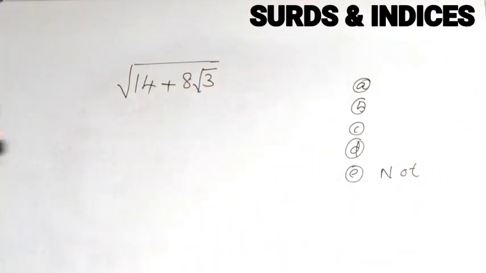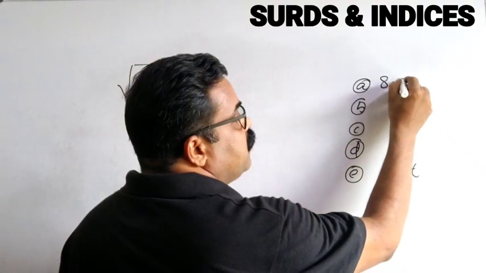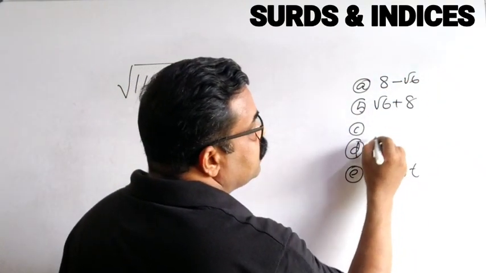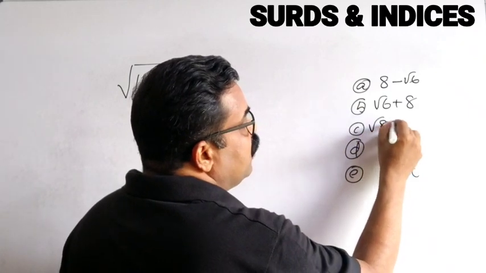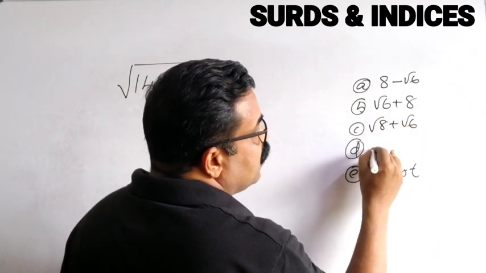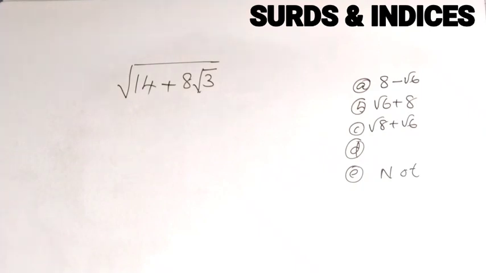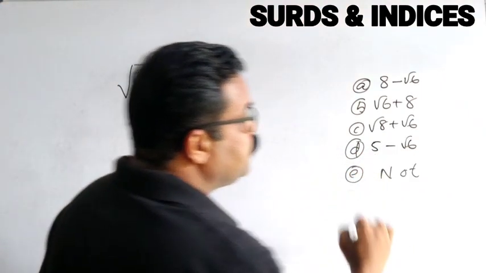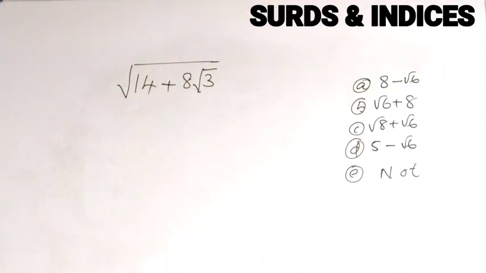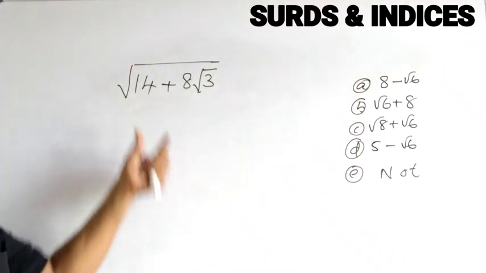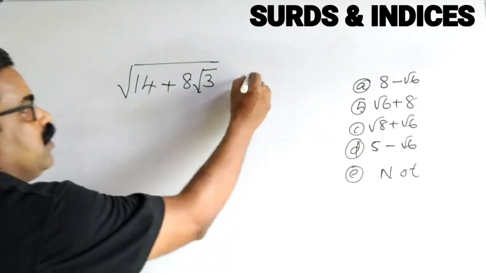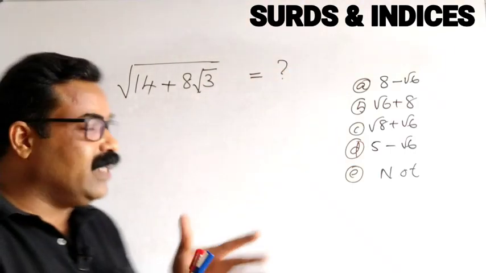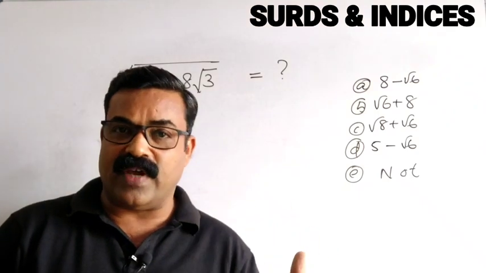Options are 8 minus root 6, root 6 plus 8, root 8 plus root 6, and 5 minus root 6. So these are the 5 options given. This number you have to find out is equal to what? So this question is little different from the previous question what we have done.